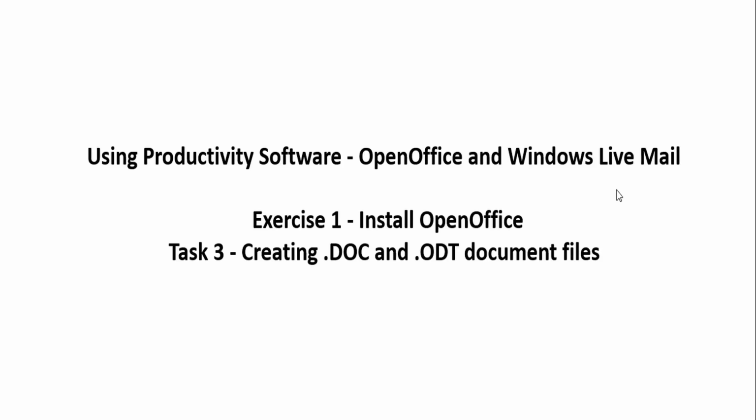This is task 3, creating a .doc and a .odt document file. In this task, we will create a sample document and save it in two document formats, the .doc and the .odt. The .doc is a document format that is widely supported by word processing programs, while the .odt is the open document format text used by OpenOffice. We are going to go back into our portal and we're going to do some demonstrations.